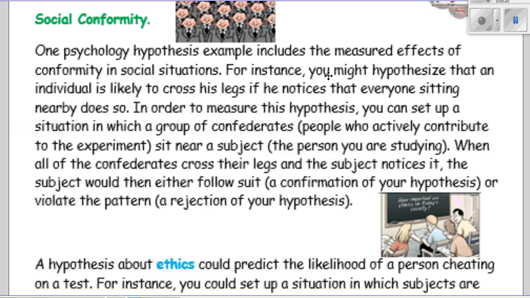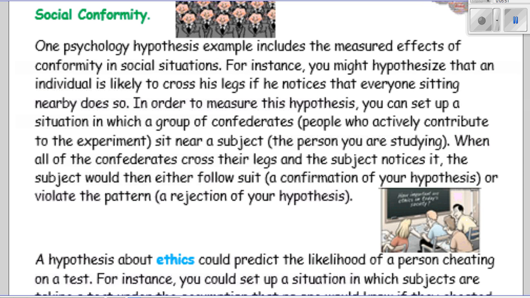For instance, you could hypothesize that an individual is likely to cross his legs if he notices that everyone nearby is doing so. In order to measure this hypothesis, you could set up a situation in which a group of Confederates, people who actively contribute to the experiment, sit near a subject, the person that you're studying. When all of the Confederates cross their legs and the subject notices it, the subject would either follow suit, a confirmation of your hypothesis, or violate the pattern, a rejection of your hypothesis. So if that was a math IA, you would have to have some numbers somewhere.